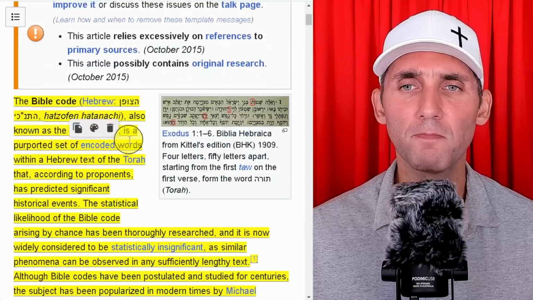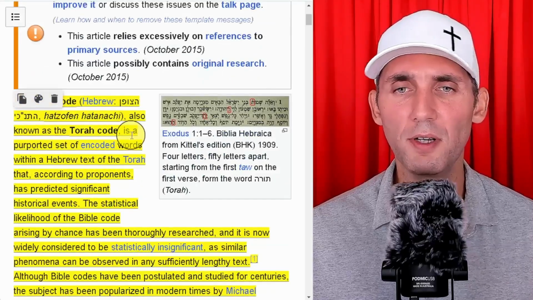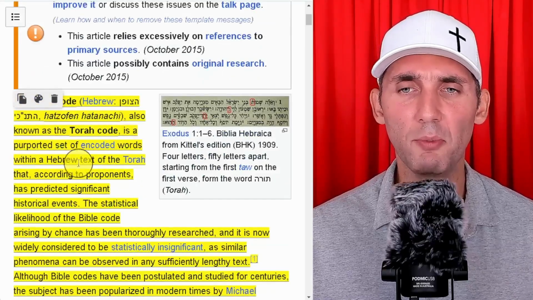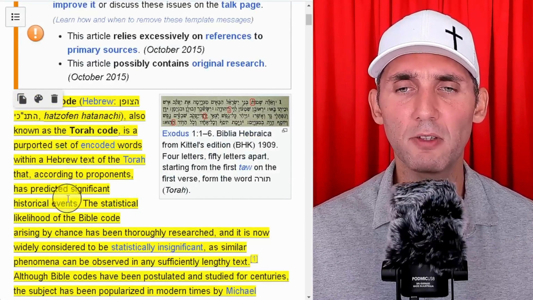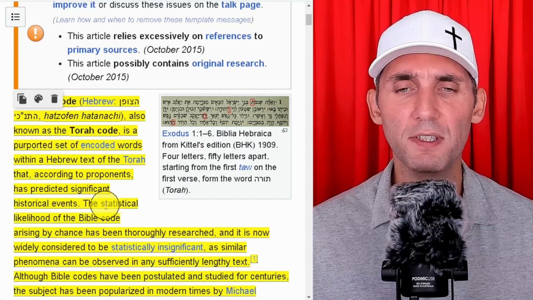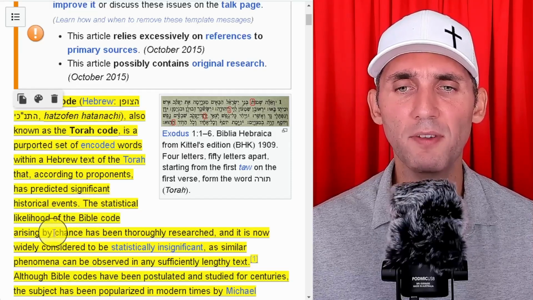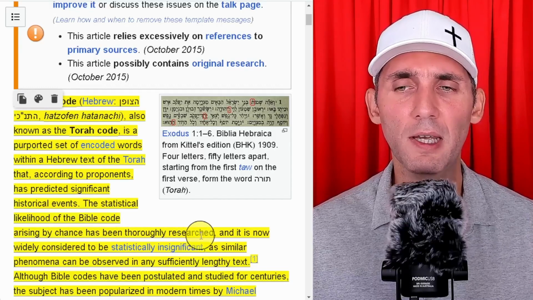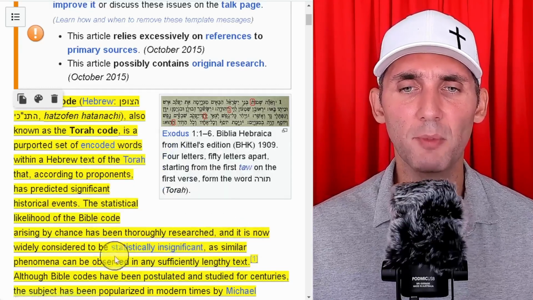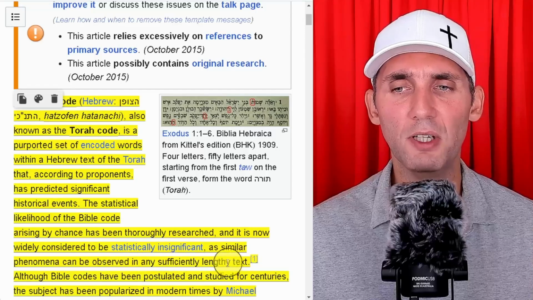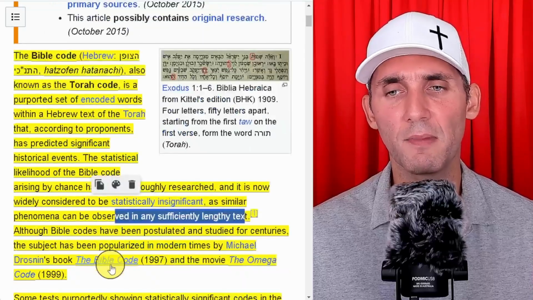The Bible Code, also known as the Torah Code, is a purported set of encoded words within a Hebrew text of the Torah that, according to the proponents, has predicted significant historical events. The statistical likelihood of the Bible Code arising by chance has been thoroughly researched and is now widely considered to be statistically insignificant, as similar phenomena can be observed in any sufficiently lengthy text.